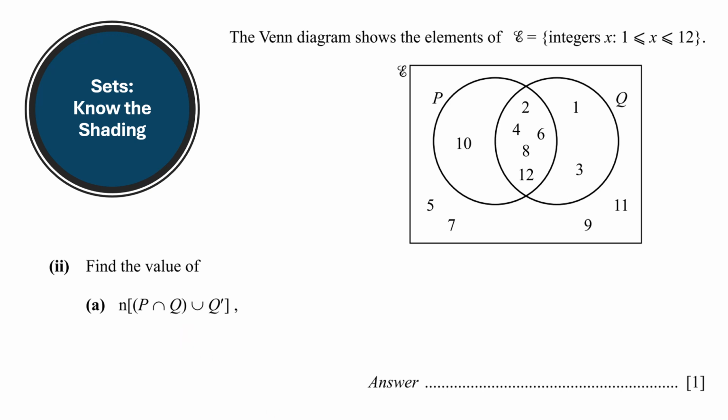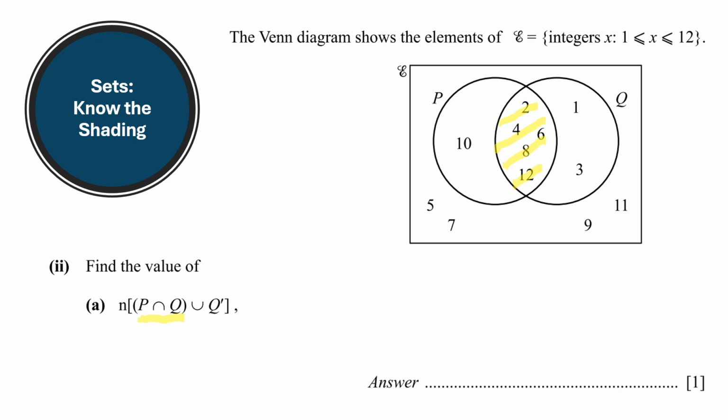So to do the shading, we always go from the left to right. The first one that we need to identify will be P intersect Q. So where is P intersect Q? P intersect Q is actually this region here. So I shade. All right, so I do have P intersect Q.